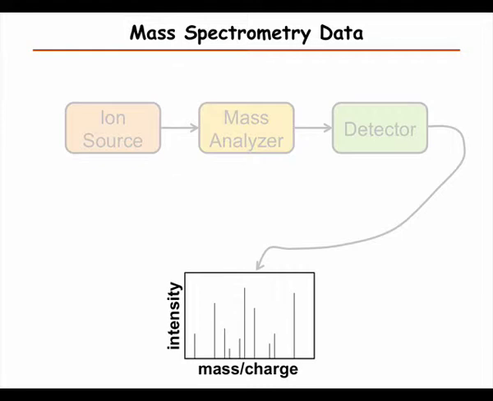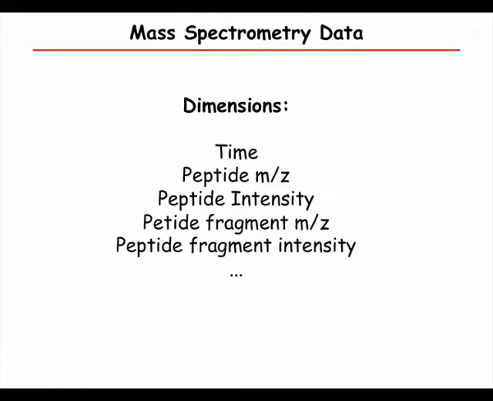So then we should start looking at data a little bit. As we said before, in the simplest case we have mass to charge on the x-axis and intensity on the y-axis. But then we have a bunch of other dimensions also. We have the time when we do chromatography. We have, as we said, the peptide m over z and intensity, but then we also have the fragment m over z and intensity, and so on.